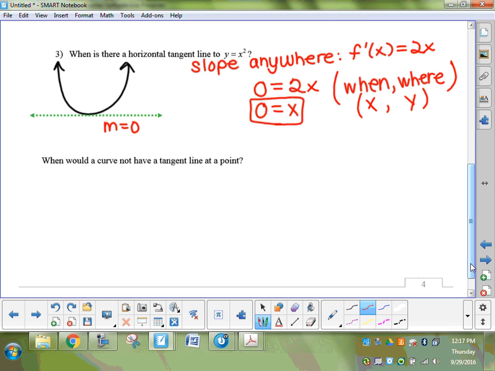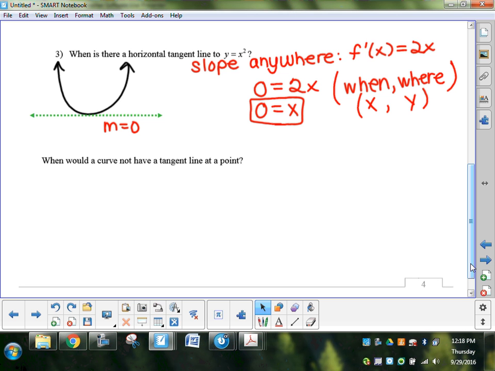Now, the next one up, when would a curve not have a tangent line at a point? Think about that for a second. What kind of graph are we not going to be able to take a tangent line at or determine the slope at? What would that graph have? You're right, but then the function wouldn't exist there, so there's not a point there. Yeah, corners and cusps, things like that is when it gets really awkward.